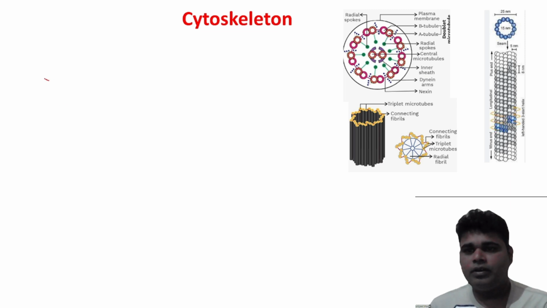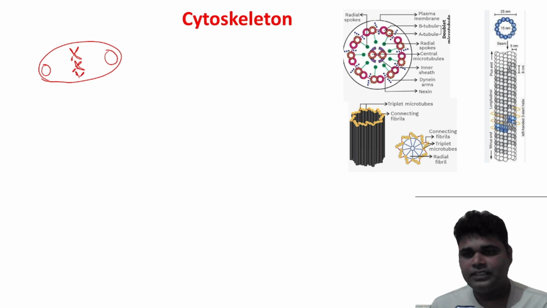For example, during cell division, in the metaphase stage, the chromosomes are present on the metaphasic plate. Now the spindle fibers are formed here. So this structure is called the centrosome.